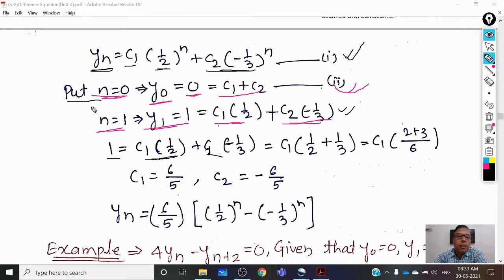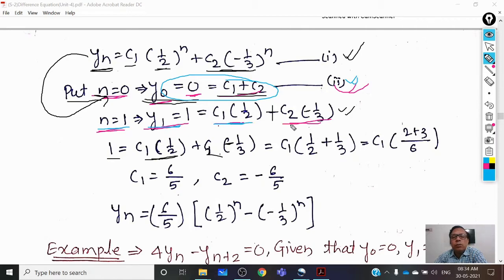Boundary conditions are: for n equal to 0, y0 equal to 0, and for n equal to 1, y1 equal to 1. So by using these boundary conditions, put n equal to 0 in equation 1. We have y0 equal to 0 means C1 plus C2 equal to 0. Suppose that this is equation number 2, equation 1 already said. And again for n equal to 1, y1 equal to 1 means C1 into 1 by 2 plus C2 into minus 1 by 3. Suppose this is equation number 3.